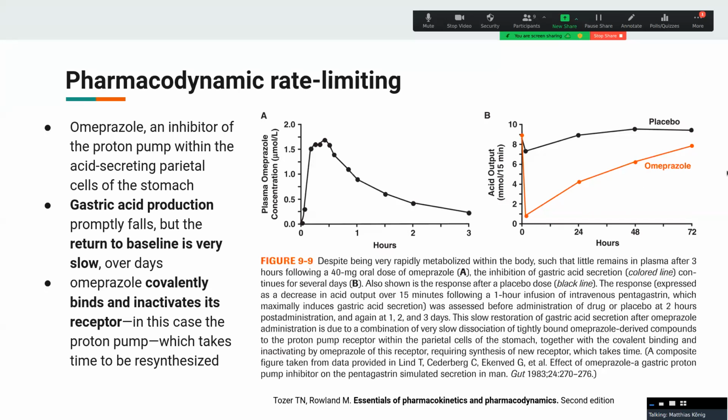But I think it's important to grasp this: even if you took the tablet and it's basically gone, and you think, okay, it's out of the system, the biological effect can be long lasting and have some time delay.